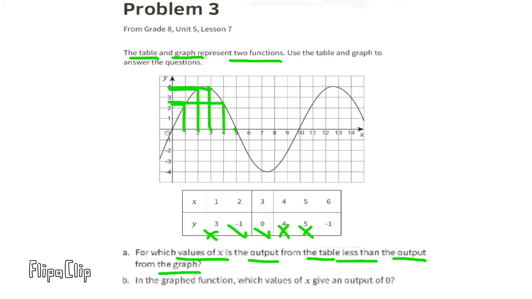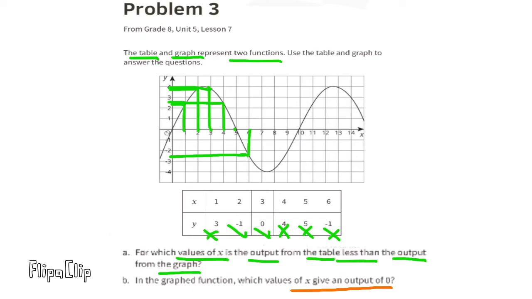Let's look at the table. When the value for x is 6, the value for y is -1. Now let's look at the graph. When the value for x is 6, the value for y is between -2 and -3. This one is also a no because the value for y in the table is -1, which is greater than the value for y on the graph, which is somewhere between -2 and -3.